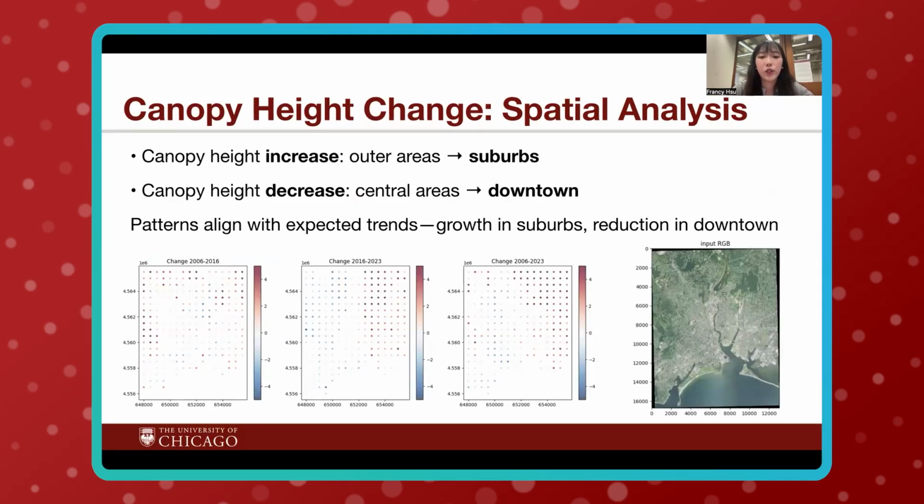Second, we used our data to perform spatial analysis. Based on the three figures below, red points represent positive canopy height trend, and the blue points represent negative canopy height trend. And we can see a clear pattern among the three figures that the canopy height increases around outer areas and the canopy height decreases around central areas. This pattern aligns with the satellite image and our expectations because for the outer parts of the image, there are suburbs and we expect growth in suburbs. And for the central part, it is downtown and we expect reduction in downtown.